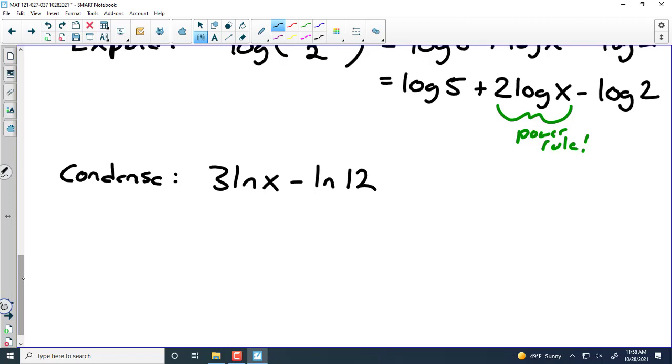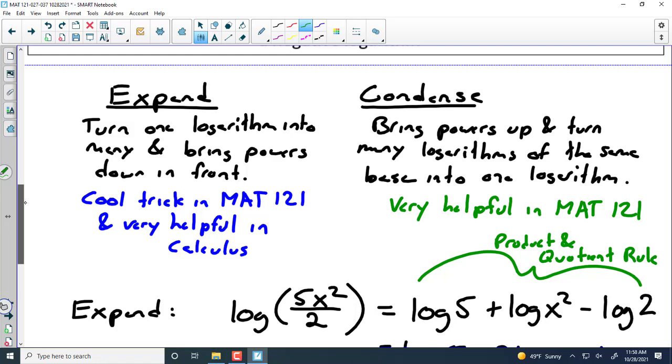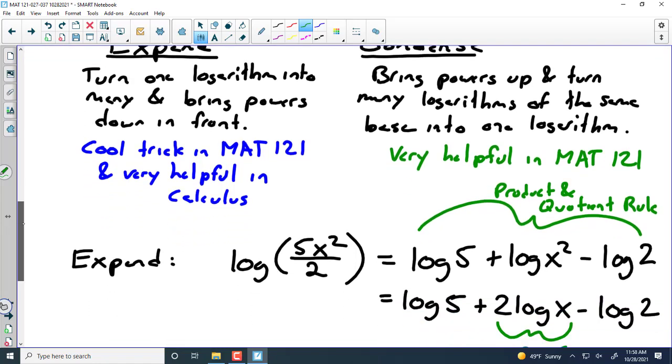Something like this. You've got 2 logarithms there. What you want to observe first is this: same base, because you can't condense them unless they're the same base. They must be the same base. They're both base E. And what did I say about condensing? Bring powers up and then turn many logarithms of the same base into one logarithm.